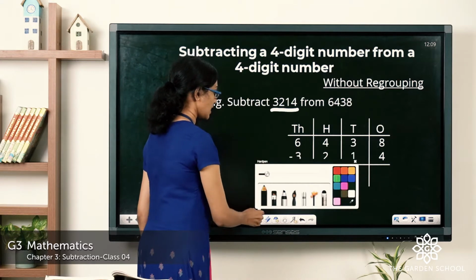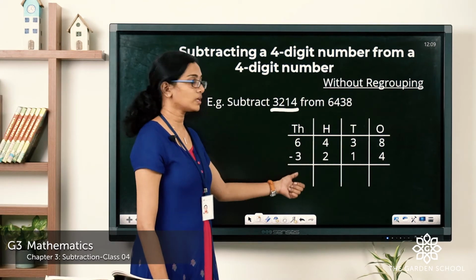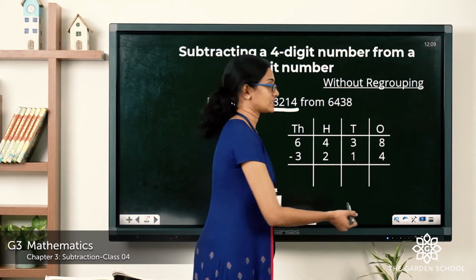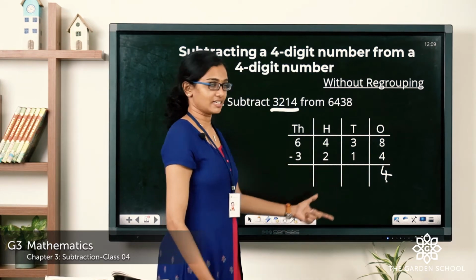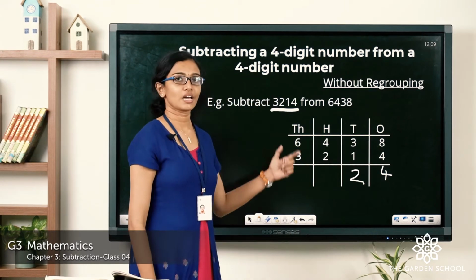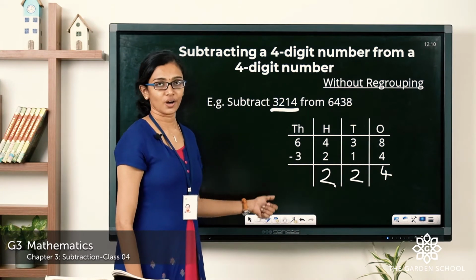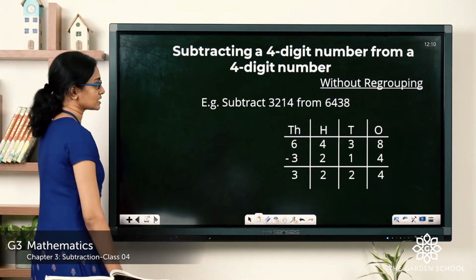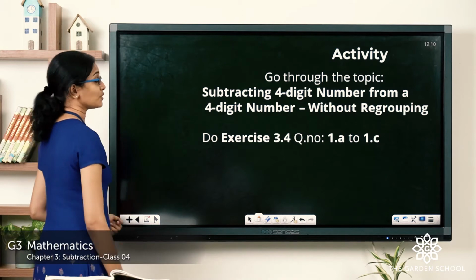Where do we start? We start subtracting the ones first, then we subtract the tens, then the hundreds, and then the thousands. Let's start with the ones. 8 ones minus 4 ones. 8 minus 4 is 4. Now, 3 tens minus 1 ten. It is 2 tens. Now, 4 hundreds minus 2 hundreds. 4 minus 2, it is 2. 6 thousands minus 3 thousands. 6 minus 3 is 3. So, here we have the difference. What is the difference? It is 3224. I hope this is clear to you.